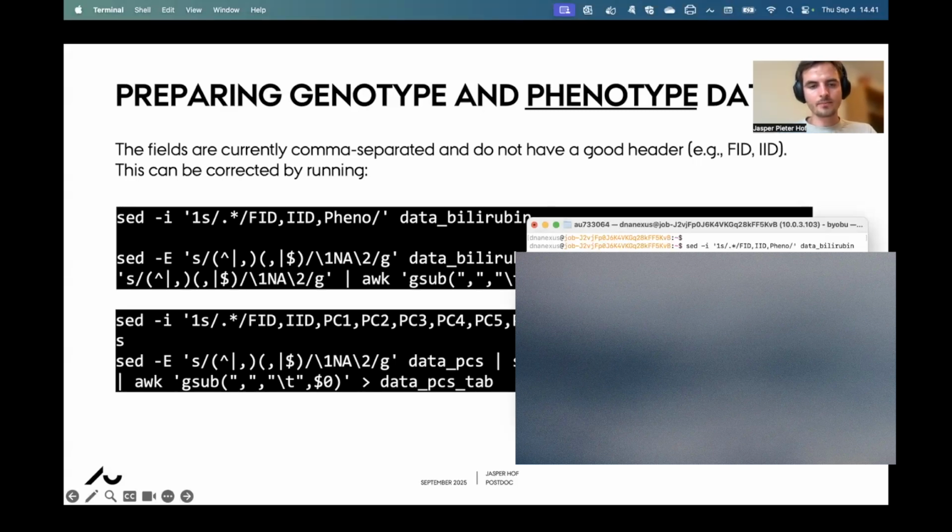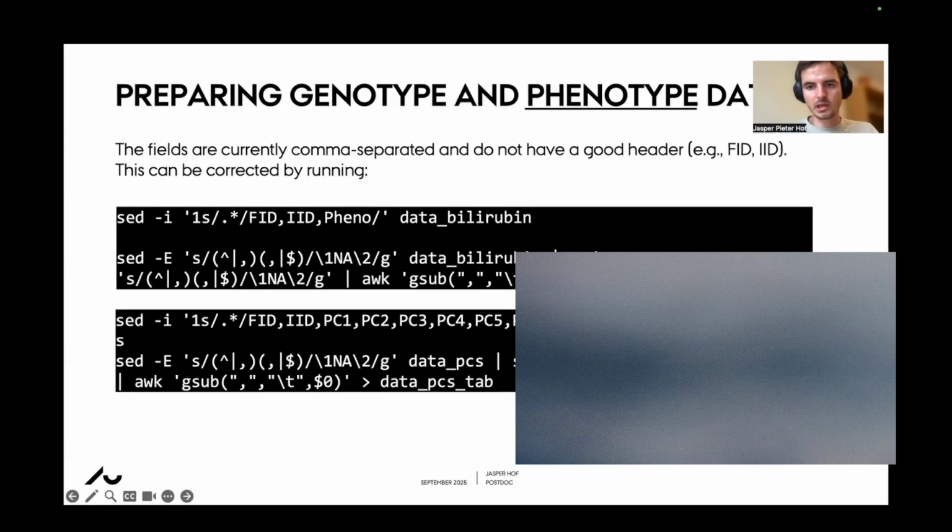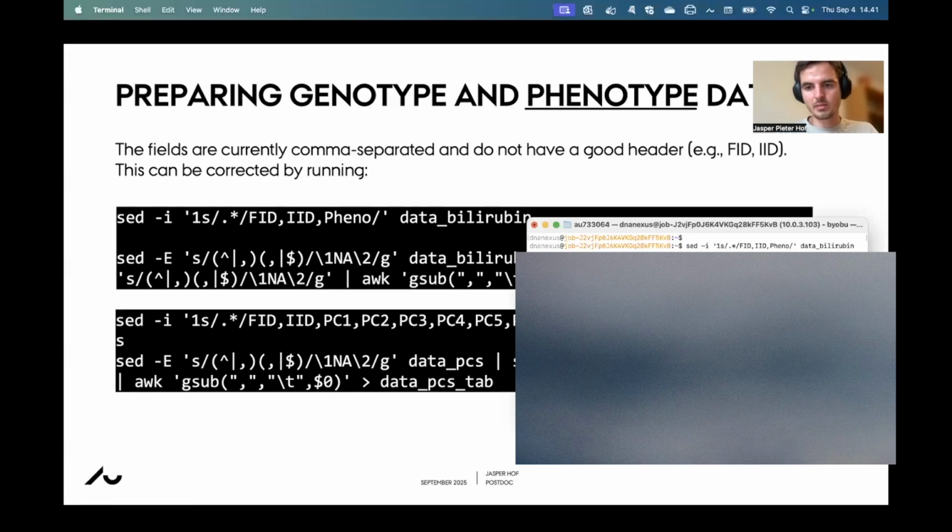Okay, so we can double check whether the data is currently in the correct format. We renamed these files data bilirubin covars dash tab. If we look at it, this looks like a nice tab separated file, and the same should hold for data PCs tab. This looks good.